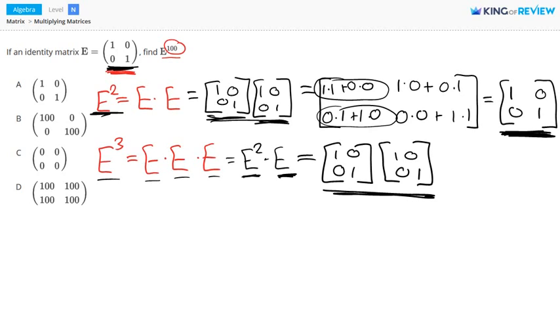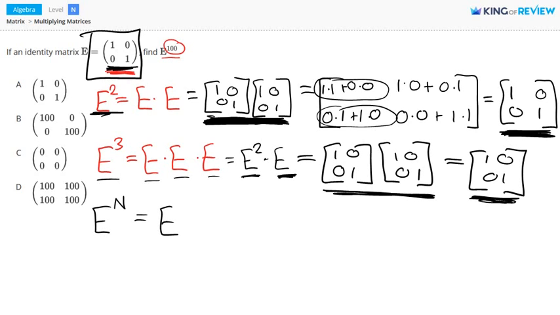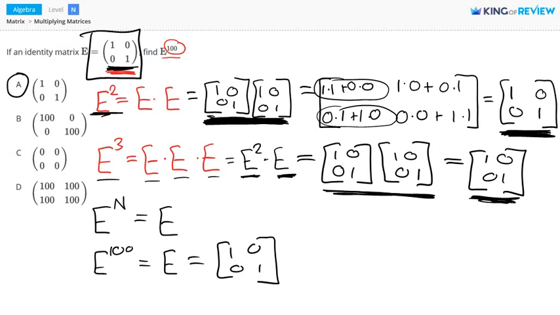Now we already did the math for that. That's the same setup as over here, which was E times E. So here we have E squared times E, and it will give us the same answer that we got here, 1, 0, 0, 1. So you can see that we keep ending up with our original matrix of E. So this means that if we have E to the power of n, we'll end up with E. So if we have E to the power of 100, we're still going to end up with our matrix E, which is 1, 0, 0, 1. So letter A is correct.